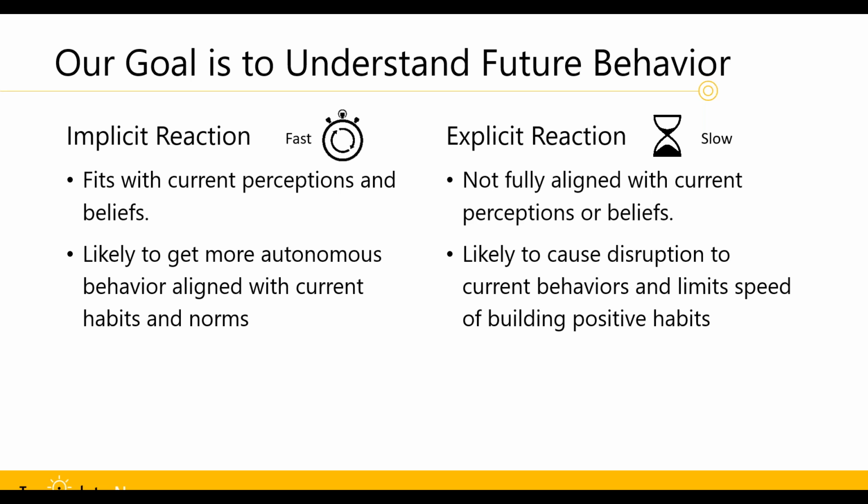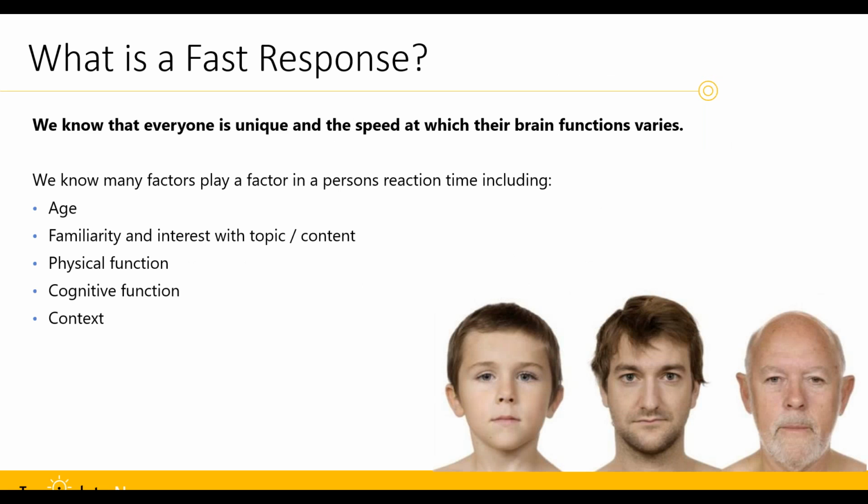So understanding whether something's a fast connection or a slow connection, or an implicit versus explicit connection, will help you understand how you can better design products, ideas, and market messaging in order to deliver the best innovation to the market. So the real question is, what's a fast response? If we have to break apart fast versus slow, what's that tipping point?